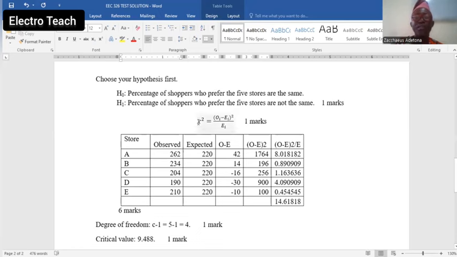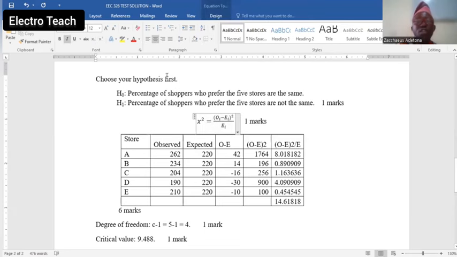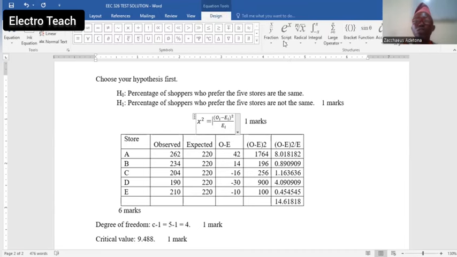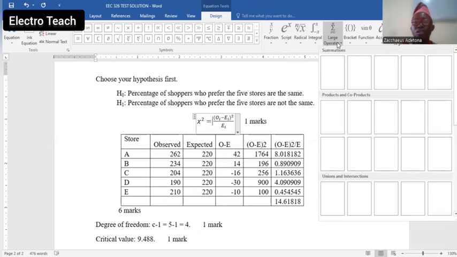Here we give the formula for chi-square. Chi-square equals the summation of (Oi minus Ei) all squared, divided by Ei. What does that mean? Here we are talking about a summation. So there should be a summation sign here. Please add on that summation, from 0 to i.